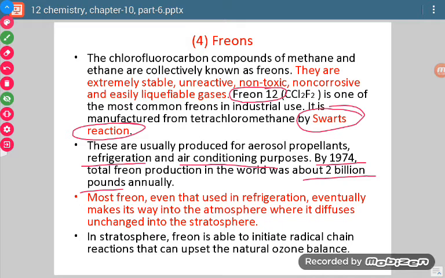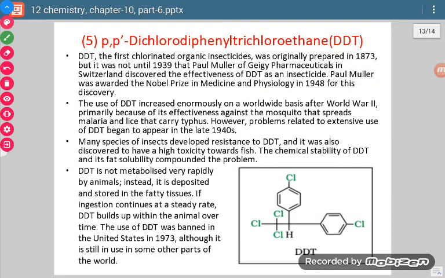Most freons, even that used in refrigeration, eventually make their way into the atmosphere, where they diffuse unchanged into the stratosphere. In the stratosphere, freon is able to initiate a radical chain reaction that can upset the natural ozone balance. So it is also one of the major constituents which may result in ozone layer depletion. So freons are also very much responsible for depletion of the ozone layer. Now the most important is DDT, dichloro-diphenyl trichloroethane.